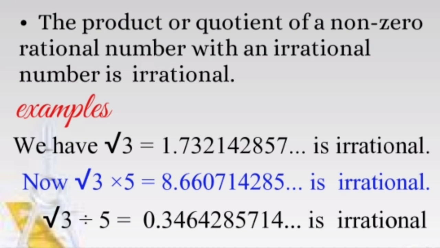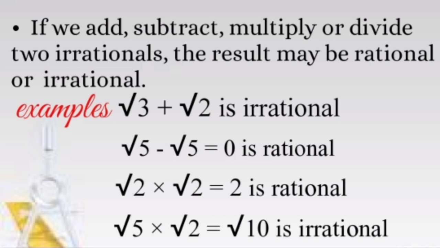Now we can divide root 3 by 5. We have root 3 by 5 equal to 1.732, etc. division 5. We will get the answer 0.346428, etc. This is also a non-terminating, non-repeating number, so it is irrational. Now note the next fact. If you are adding, subtracting, multiplying or dividing two irrational numbers, then the result may be rational or irrational.